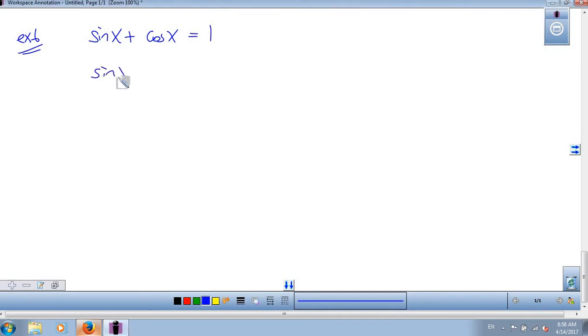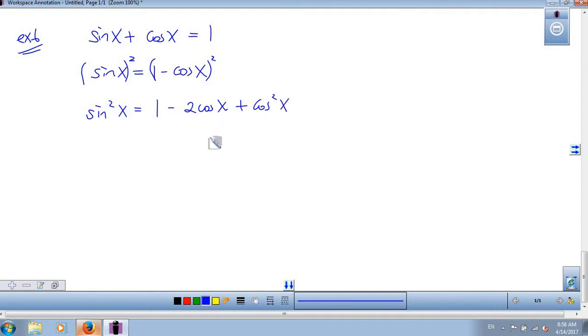So let's go ahead and do this. Let's move cosine x to the other side, so it becomes 1 minus cosine x. There we go. Now we can square both sides, because it will be much easier. I'll have cosine on one side, sine on the other. So it becomes sine squared x equal to 1 minus 2 cosine x plus cosine squared x. There we go. So we don't have cosine and sine mingled together.